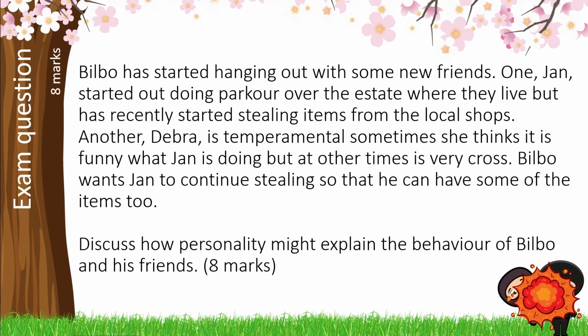So let's have a look at an exam question. Here we've got an 8-mark discuss question, and most of our discuss questions will come with a STEM. Here we're looking at explaining how personality might explain the behaviour of Bilbo and his friends. We want to be really clear here to explain those different types of personality as we have done already, but give each of those with context from the STEM to access both our 4 marks for explanation and our 4 marks for application.